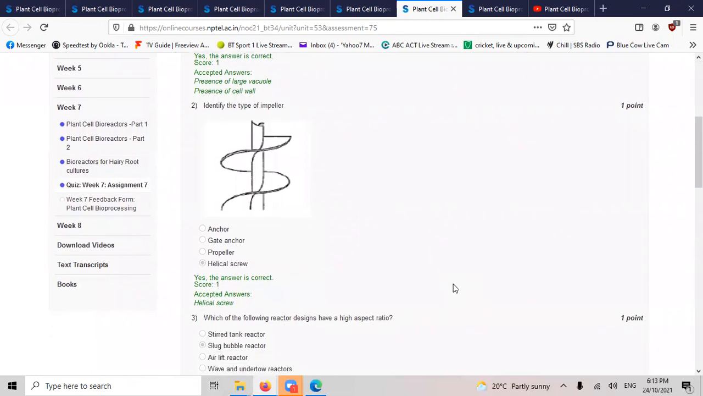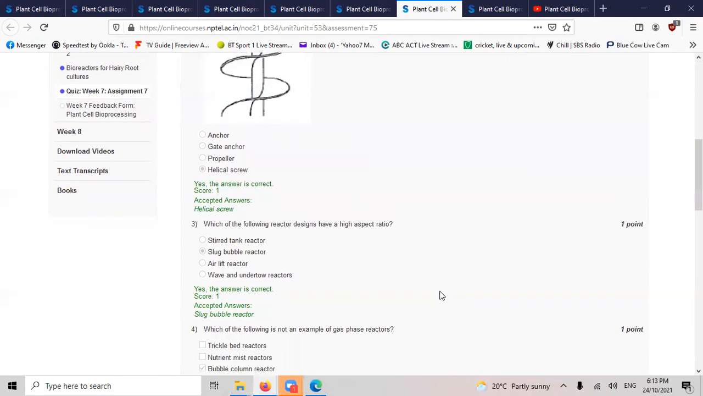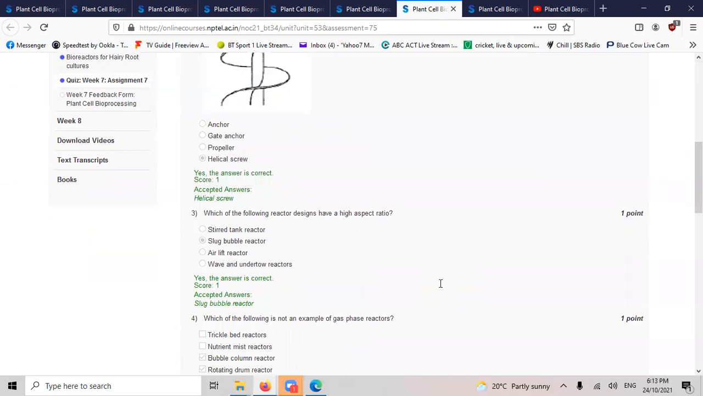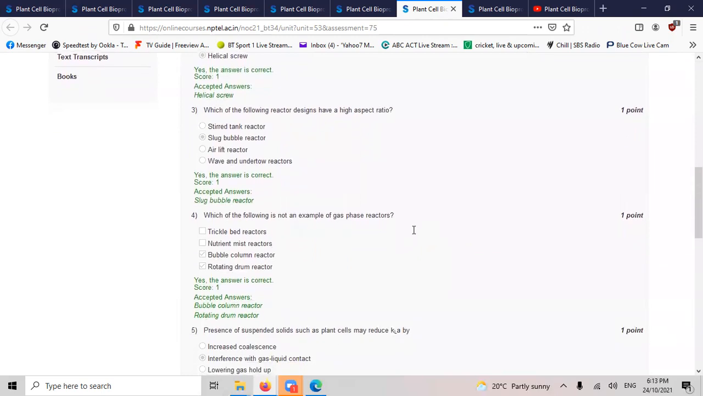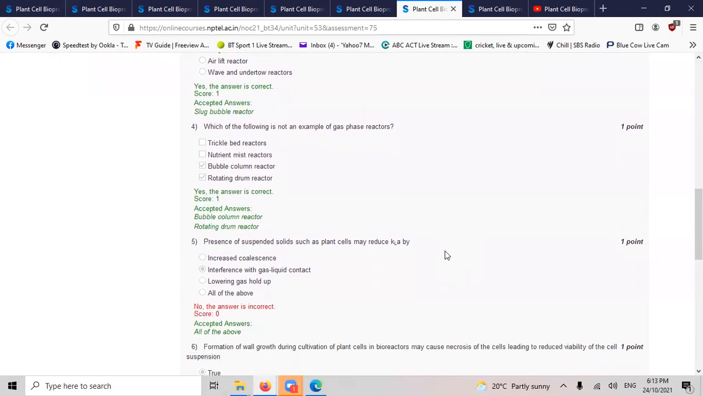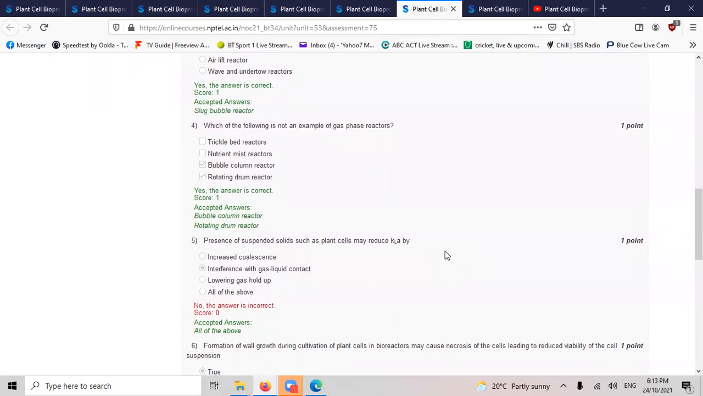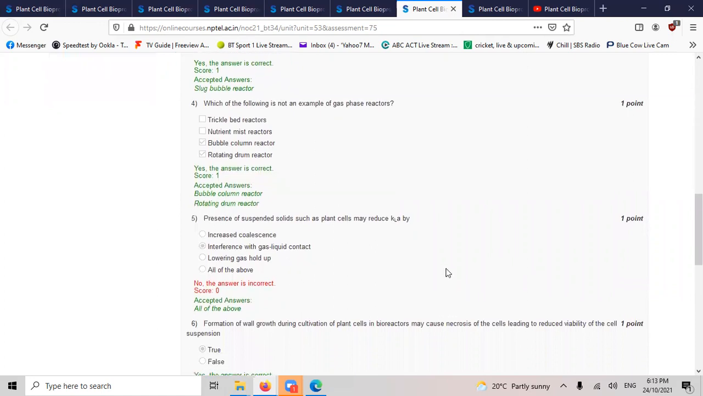Which of the following reactor designs have high aspect ratio? Slug bubble. Which of the following is not an example of a gas phase reactor? Rotating drum. Presence of suspended solids such as plant cells may reduce the KLa, the mass transfer coefficient, by all of them. Formation of wall growth during cultivation of plant cell bioreactors may cause necrosis of cells leading to reduced cell viability. Definitely.